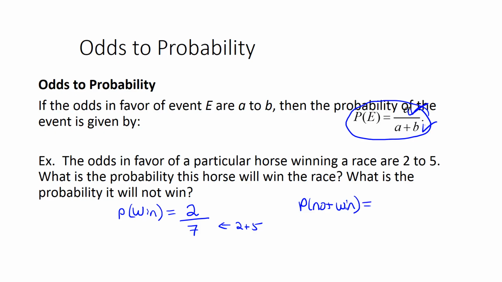2/7 plus 5/7 will give you 7/7. So we know it's 5 out of 7. Or you would do 5 over 5 plus 2. 5/7. But we know that these total 7/7. So that is how you go from odds to probability. Remember the 2 to 5, when you sum them up, that is the denominator for the probability.